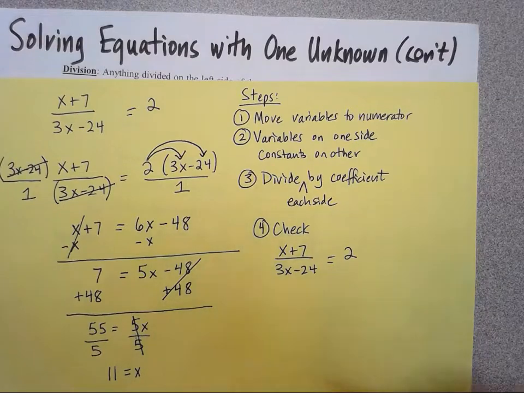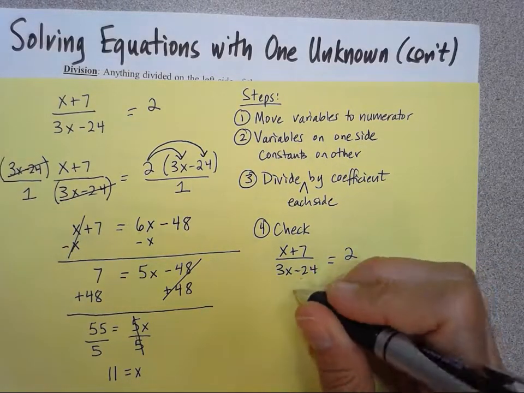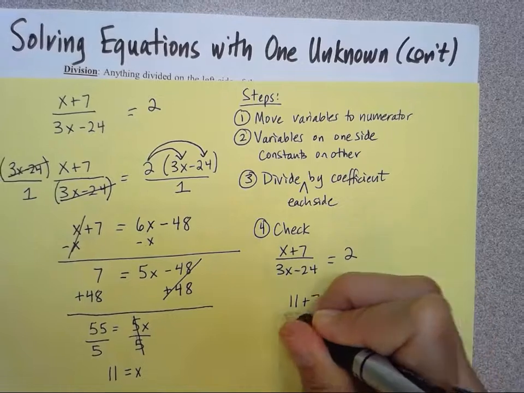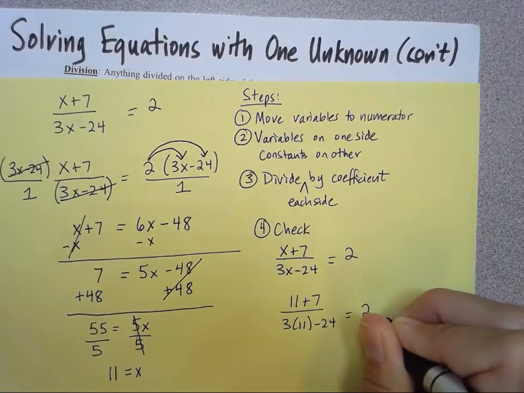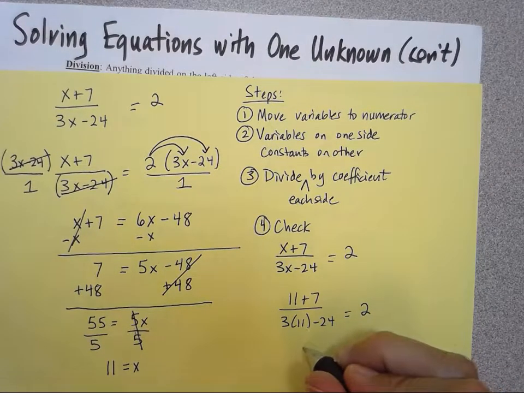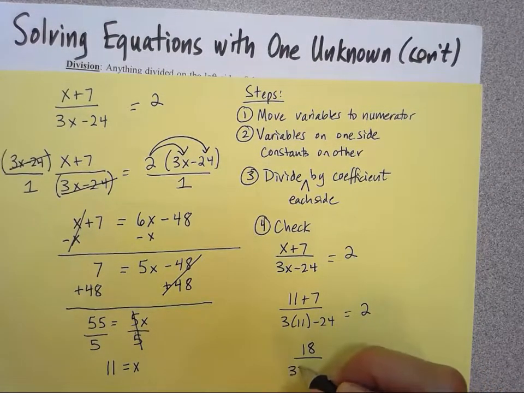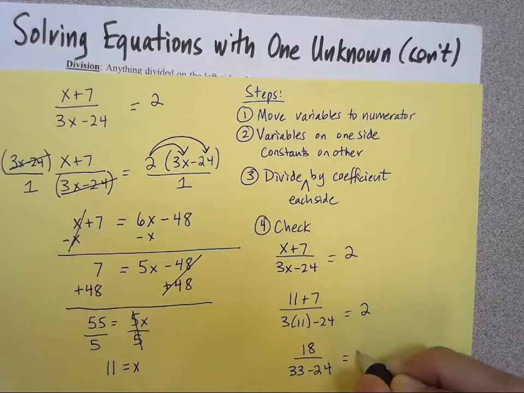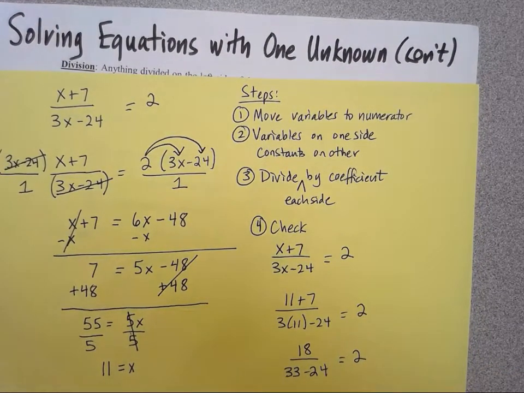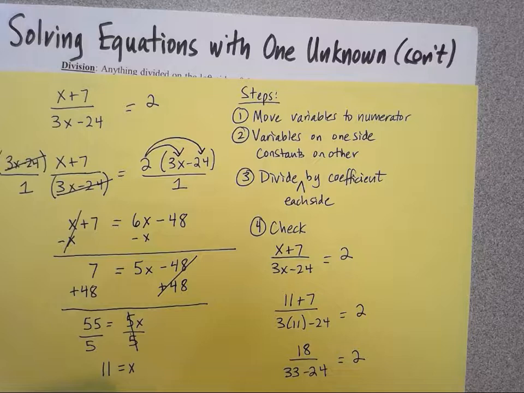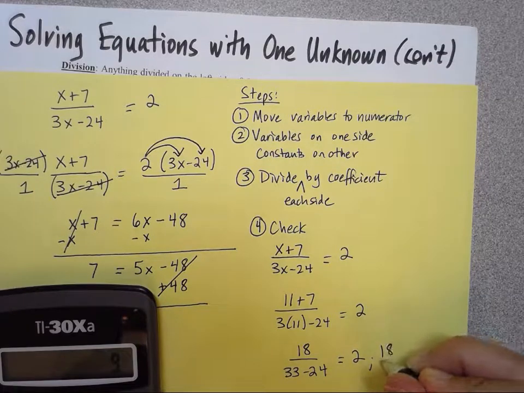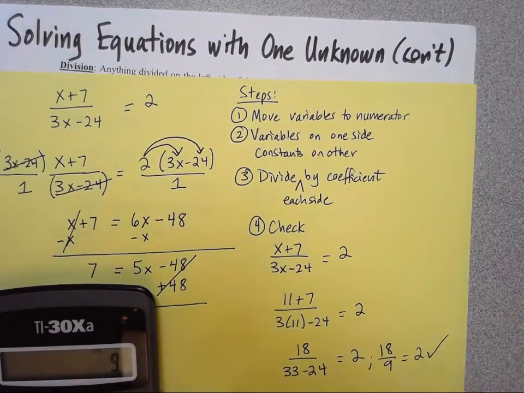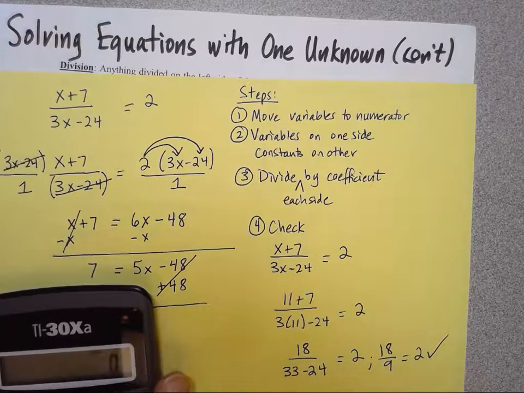And then we can substitute, in this case, my 11s for x's. So I have 11 plus 7 over 3 times 11 minus 24 equals 2. So I'm going to wind up with 18 over 33 minus 24 is equal to 2. And again, 33 minus 24, 9. It's okay to check it. So I'll have 18 over 9, and yes, that is equal to 2, and you can check that math too.